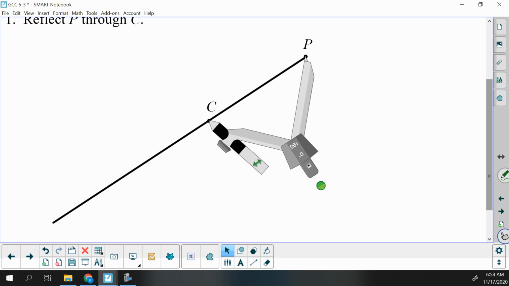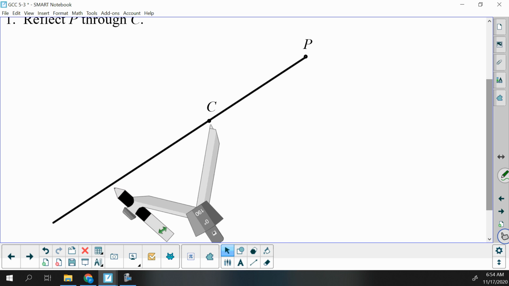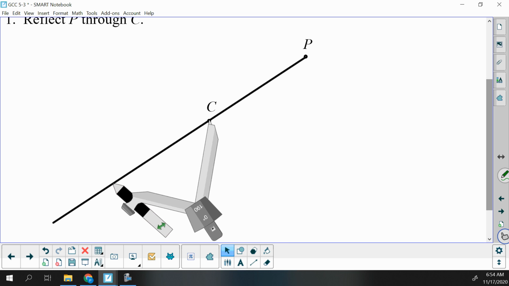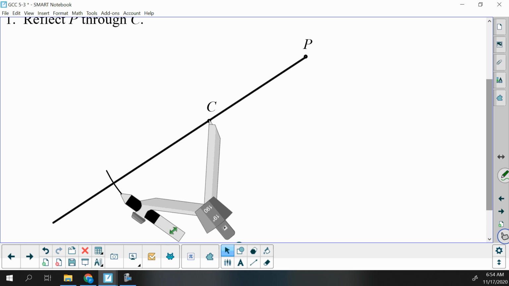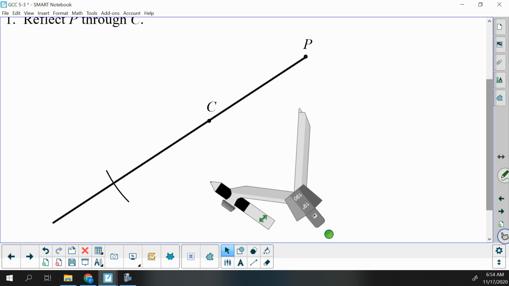And then we're just going to pick up our compass. We'll now move our point to C, and we'll do an arc. Wherever that arc hits our line that we extended, that is where P prime would be. That is our image, and now we have reflected point P through C.